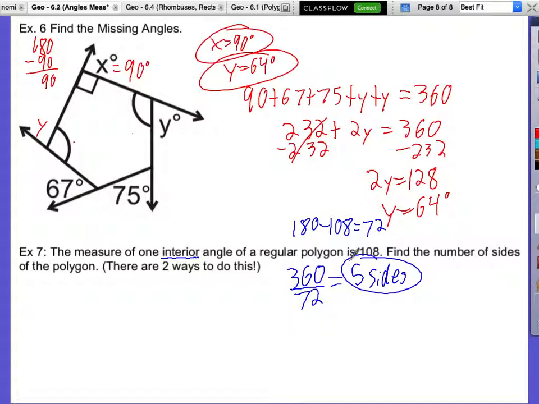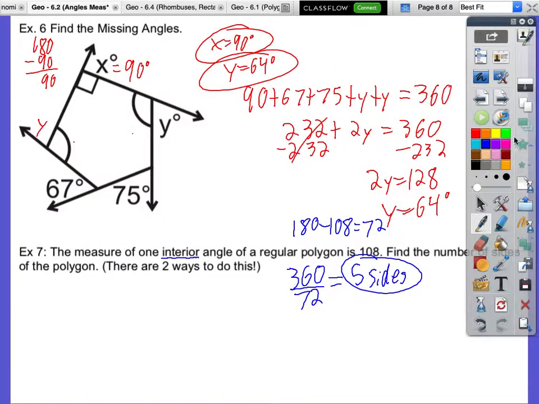So that's one way. One way is to take the exterior sum, which is always 360, and divide it by what each exterior angle is. Because each exterior angle is 72, it works because the polygon is regular. If each angle is not the same, it doesn't work. But because each angle is the same, we can just divide and get it.